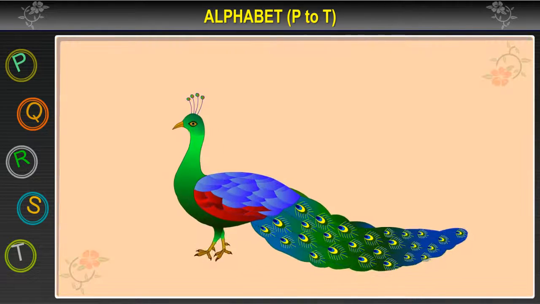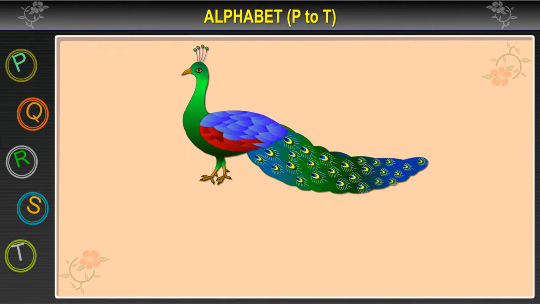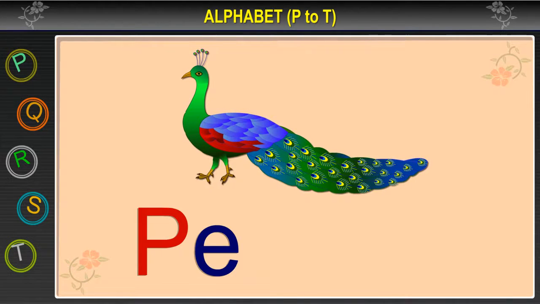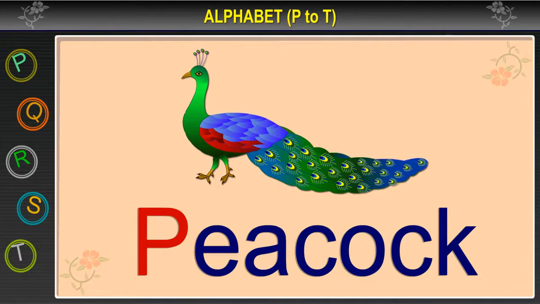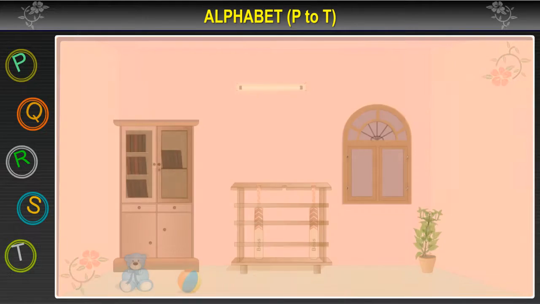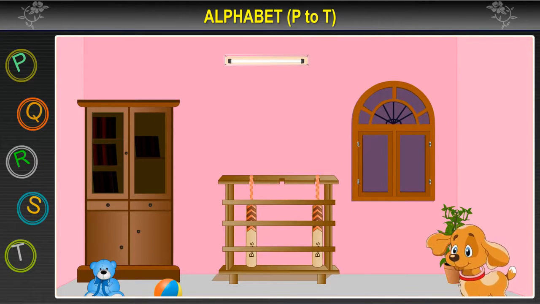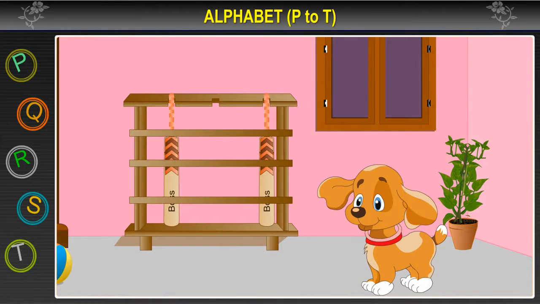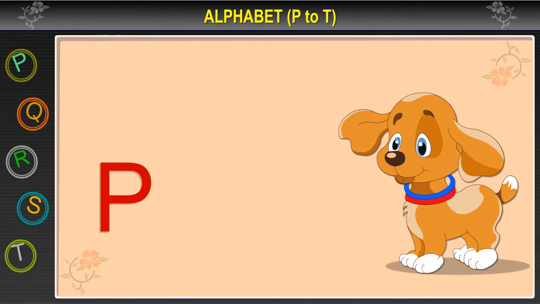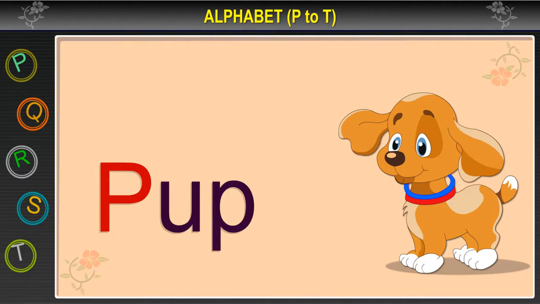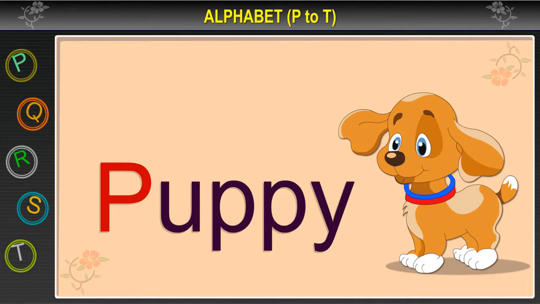P for peacock. P E A C O C K, peacock. P for puppy. P U P P Y, puppy.